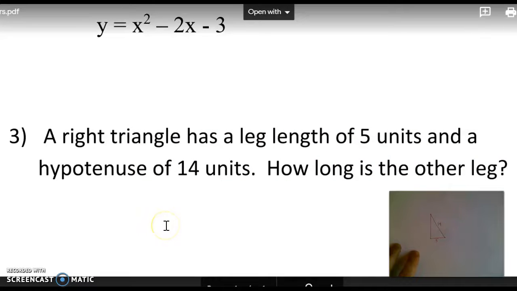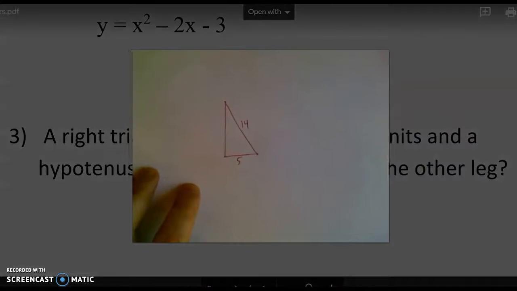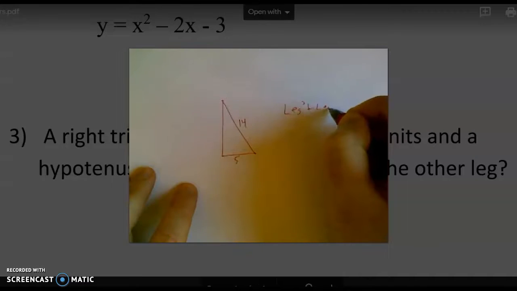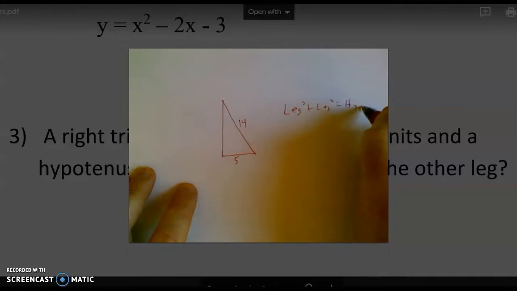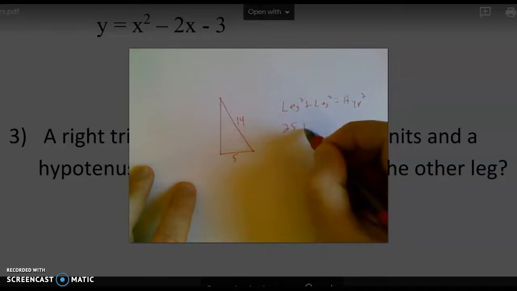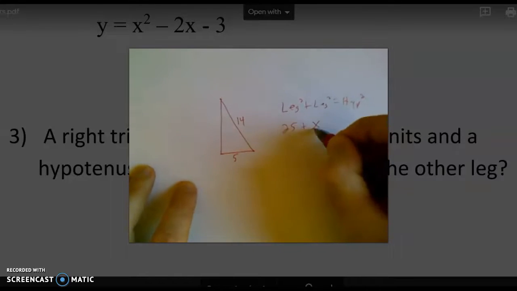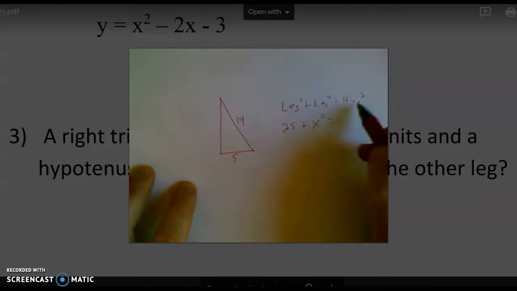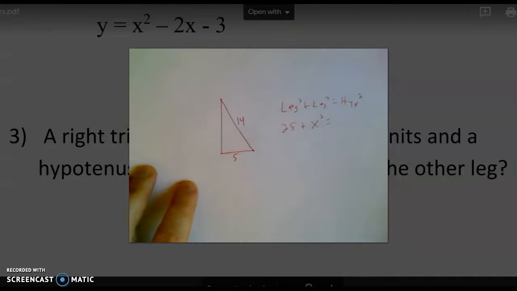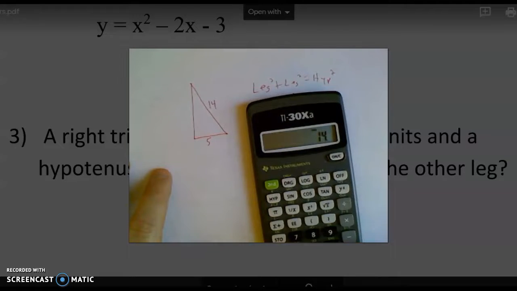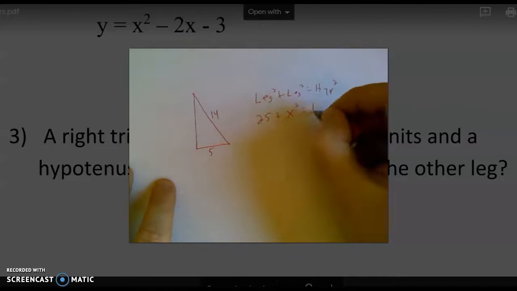So to do this, we just apply the Pythagorean theorem. Leg squared plus leg squared equals the hypotenuse squared. One of your legs is 5, so you square it. The other leg is a big mystery, so I'll just use the variable x, and you have to square that. And those two added together equals the hypotenuse squared. And 14 squared just means 14 times 14, which is 196.